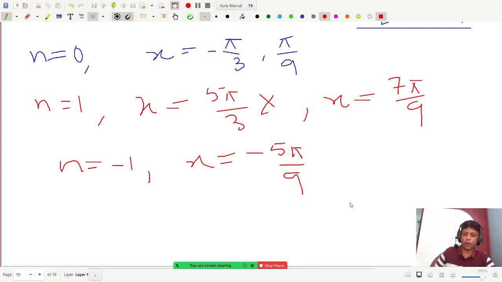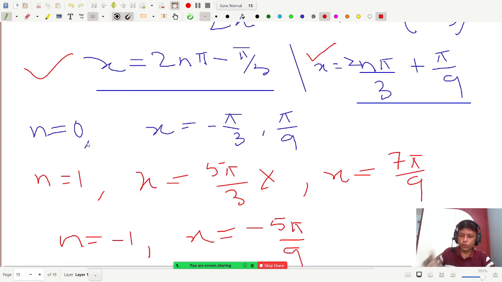So that's all. You will see that n equal to 0, n equal to 1, and n equal to minus 1 will give you the solution. Other values of n will exceed the range minus π to π. So no need to consider those values. You don't have to worry about that. You have only those values that satisfy the range minus π to π.